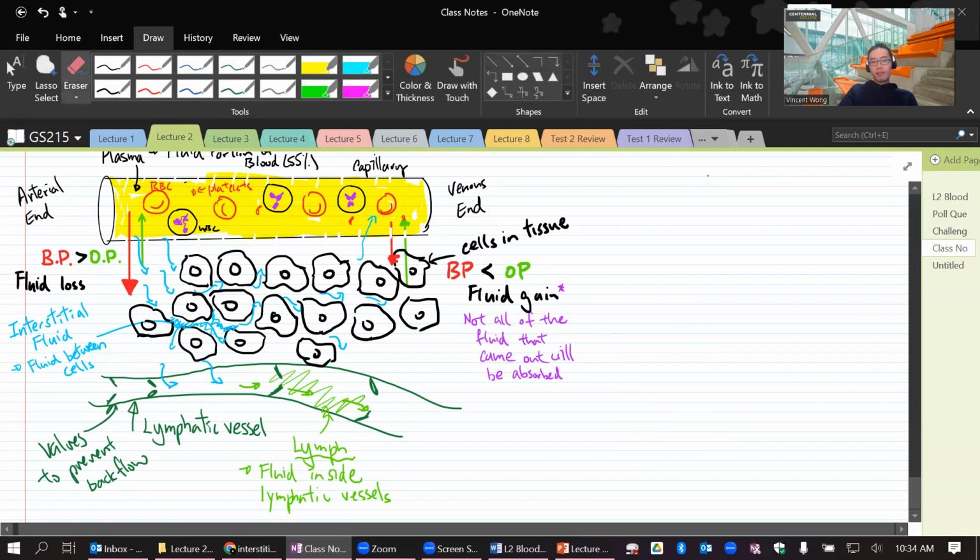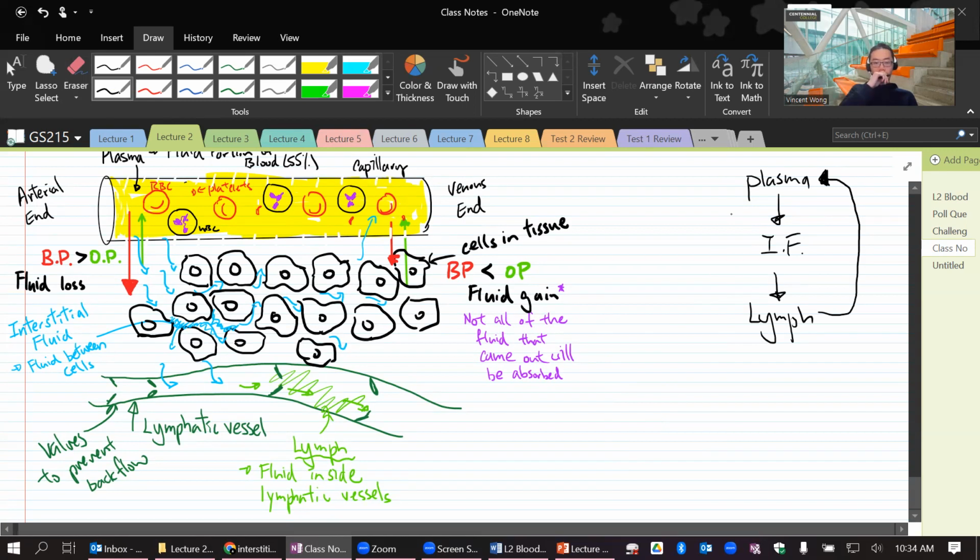Okay, so maybe I shouldn't have erased that. We had the plasma. Once it comes out, it's called interstitial fluid. And then once it goes into the lymphatic vessel, it is called lymph. Eventually, the lymph will go back to the blood, and it will become the plasma again. So essentially, the composition is very similar, just minus the proteins.